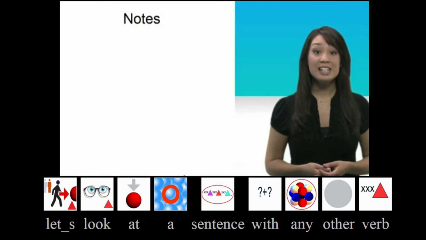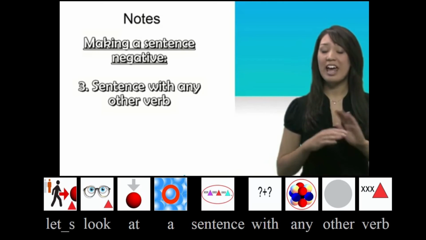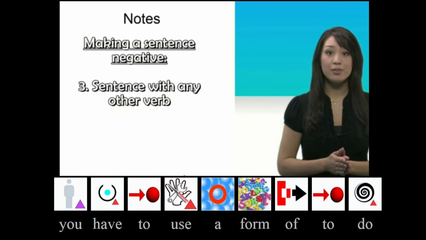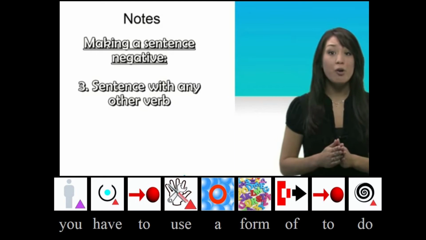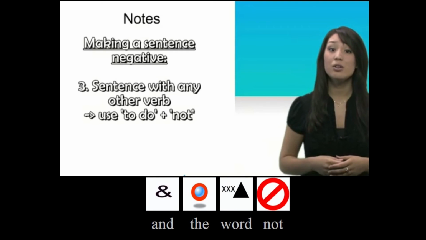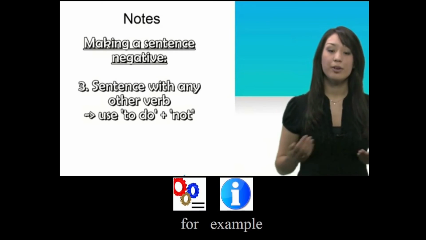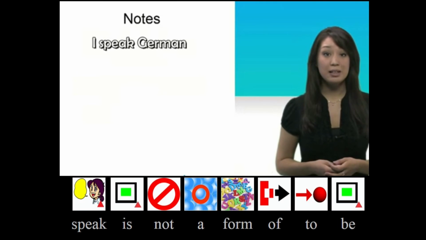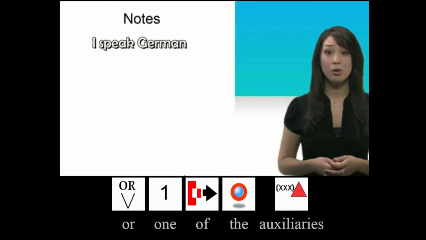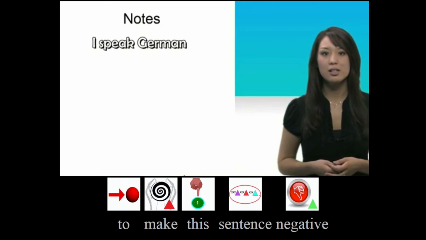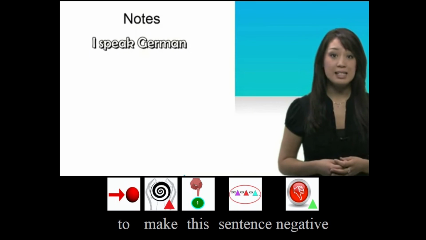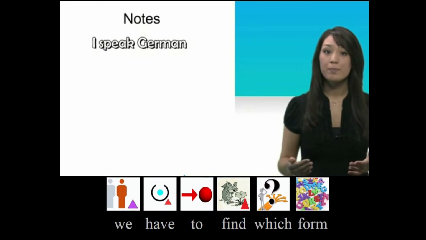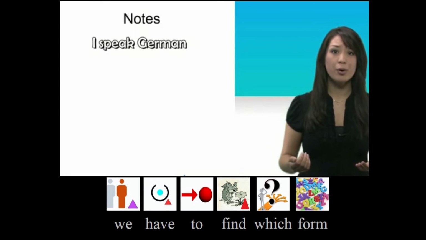Thirdly, let's look at a sentence with any other verb. To make such a sentence negative, you have to use a form of to do and the word not. For example, I speak German. Speak is not a form of to be or one of the auxiliaries. To make this sentence negative, we have to add a form of to do. We have to find which form.